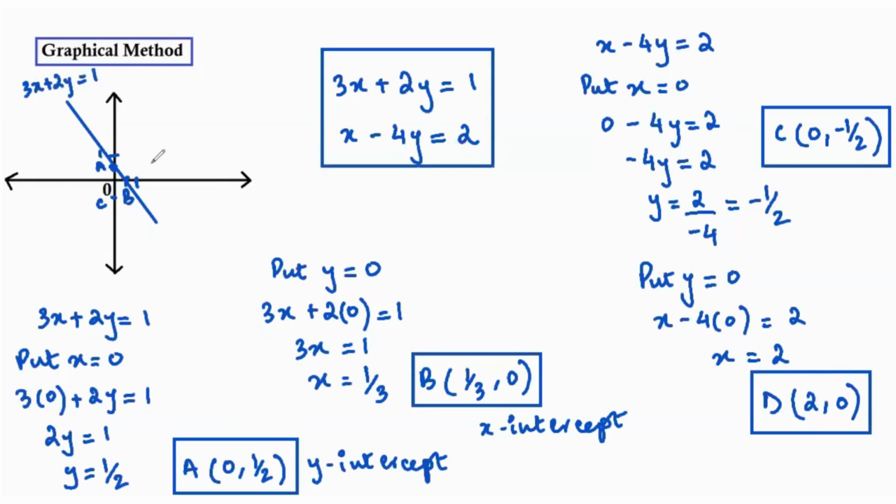And then 2, 0. That's D. This is our second line. So whatever is going to be the intersection of these 2 lines, that will be your solution for this set of equations. So that's how you solve a set of simultaneous equations graphically.